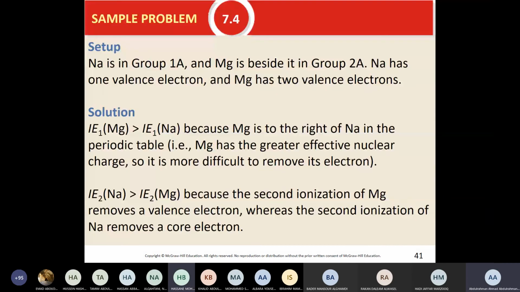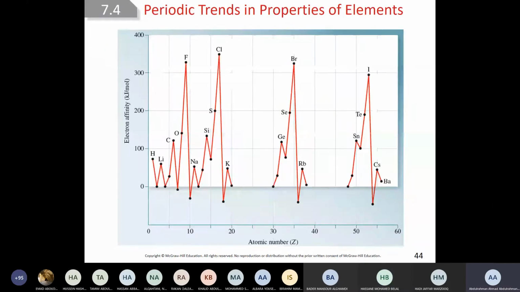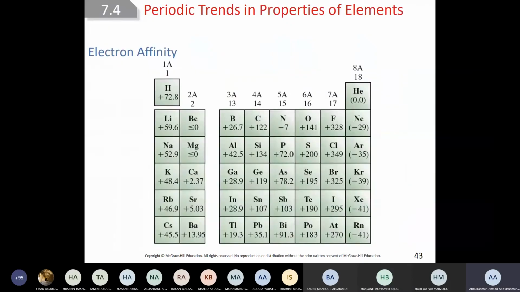What about 9, or can we not have more than 8? No, you cannot have more than 8. I mean, after the noble gases, it will be 9. Good. Next.